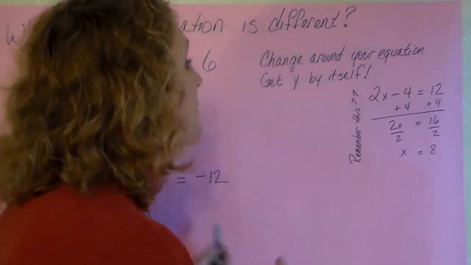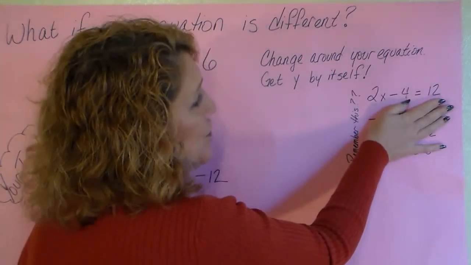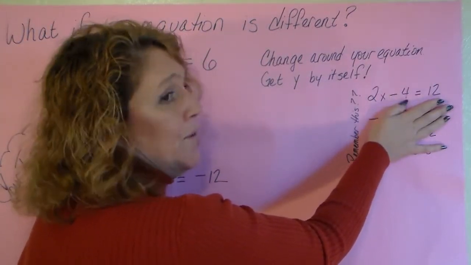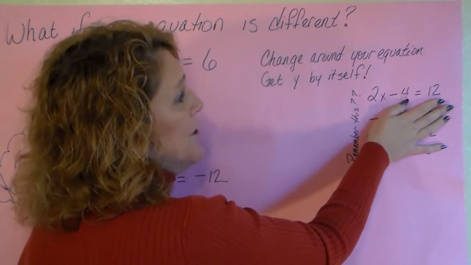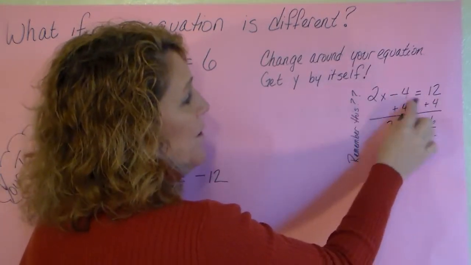Now, do you remember when we had the equation 2x minus 4 equals 12 and we had to solve for x? The first thing we did was we dealt with the stuff that was farthest away from the x.